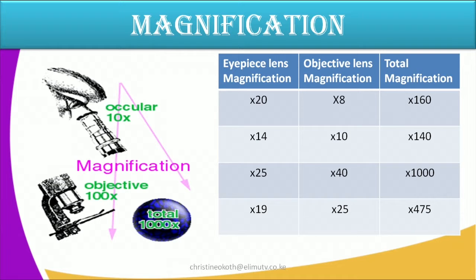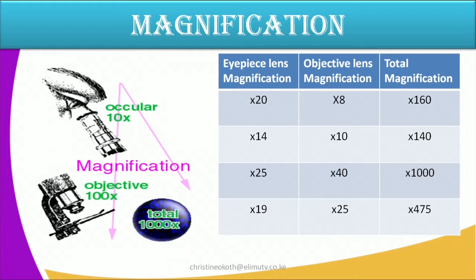So let us look at more examples on our table. The first set, the eyepiece lens is times 20 and the objective lens is times 8. So if you were to get the magnification, we'll just multiply the 20 and the 8. That's simple mathematics and you get 160. And remember to put the times sign. So that one means that the specimen has been magnified 160 times.